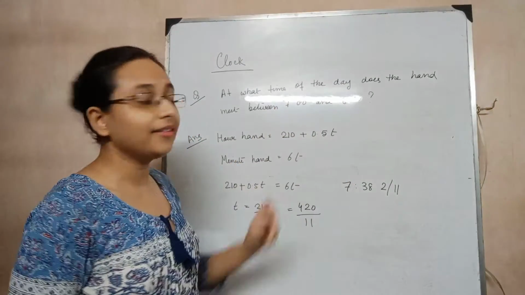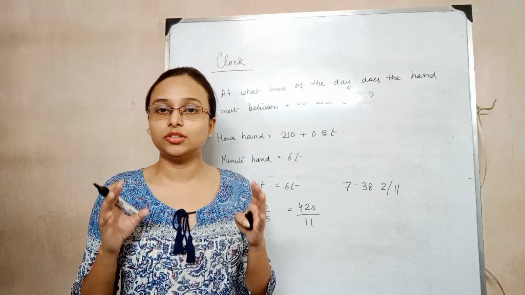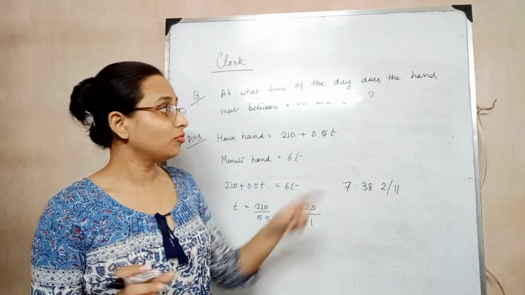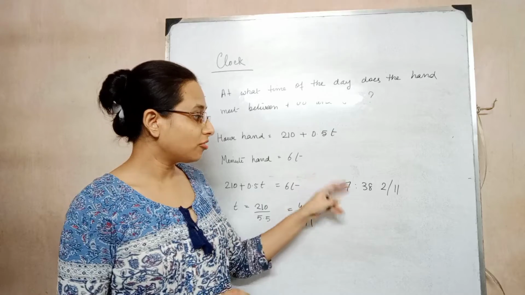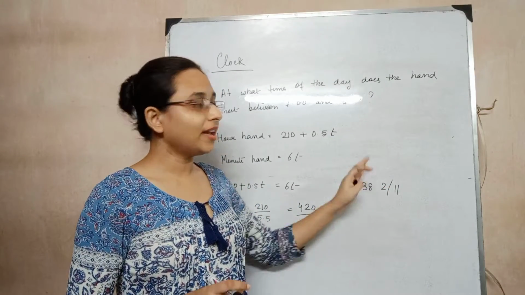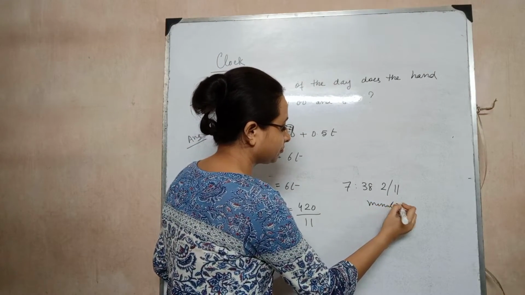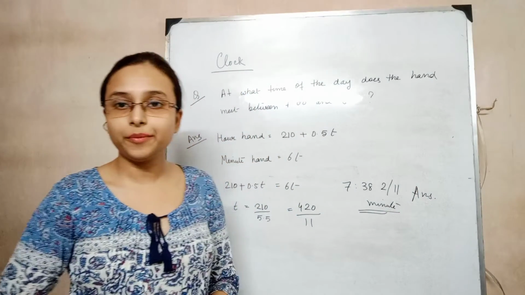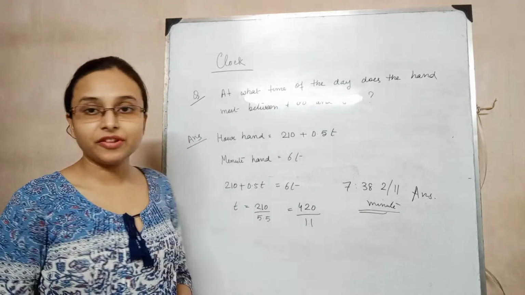Why? Because we are adding 7 to this. In the concept video, if you watched, I told that during such kind of sum, we begin with the number that is preceding the question. So, 7 plus 38 and 2/11 will give you 7 hours, 38 and 2/11 minutes. This is your answer. Okay. Now proceeding to the next sum. If you have finished, I'll move on.